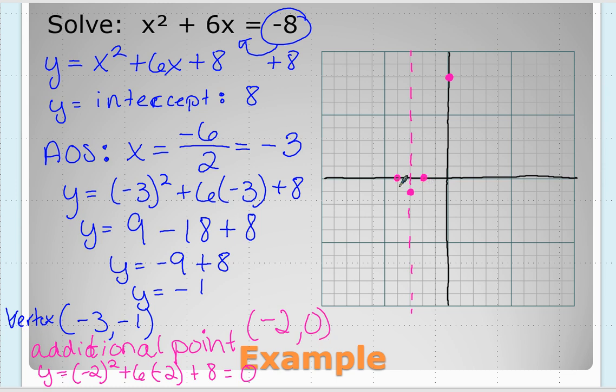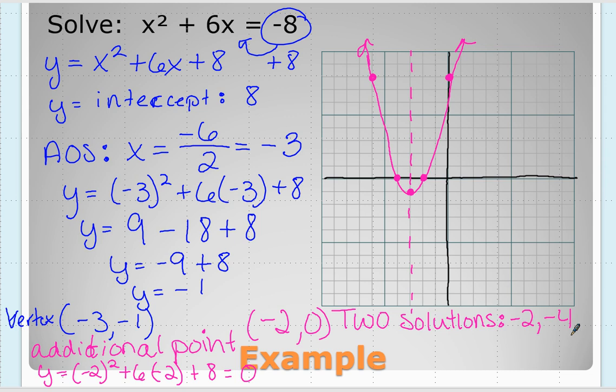Then I can reflect this point across my axis of symmetry. So now I have my parabola and my two solutions. So my two solutions are -2 and -4.